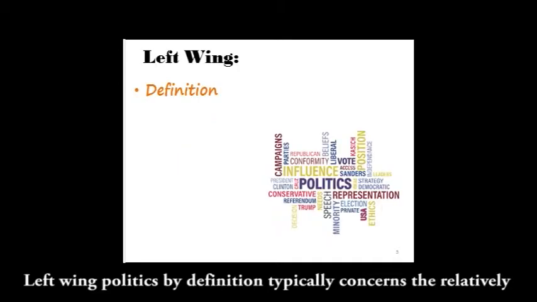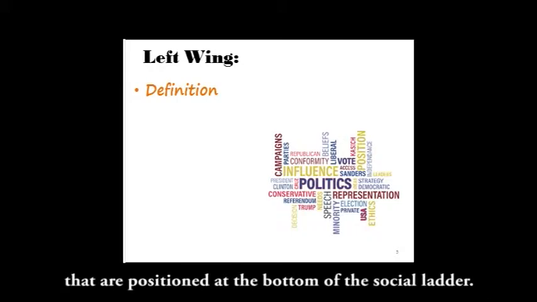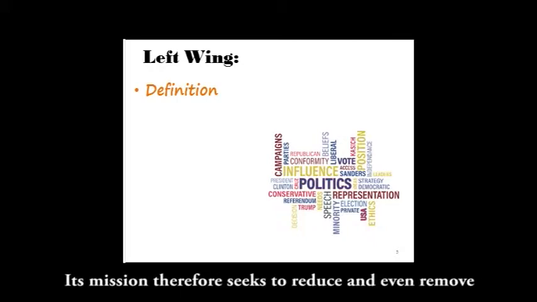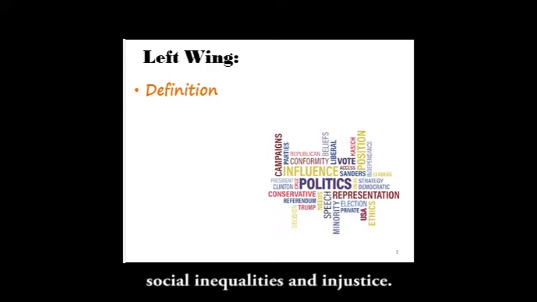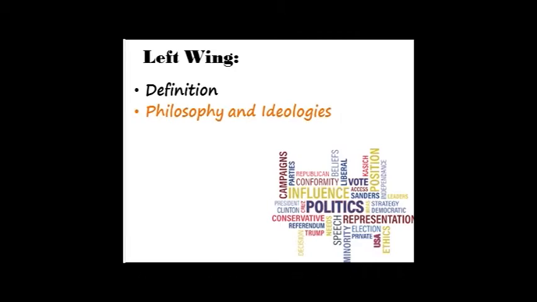Left-wing politics, by definition, typically concerns the relatively disadvantaged individuals in the society or the underprivileged that are positioned at the bottom of the social ladder. Its mission, therefore, seeks to reduce and even remove social inequalities and injustice. It is more prone to hold liberal views, and its ideas may originate from or are more in line with what democracy, socialism, and Marxism represent.